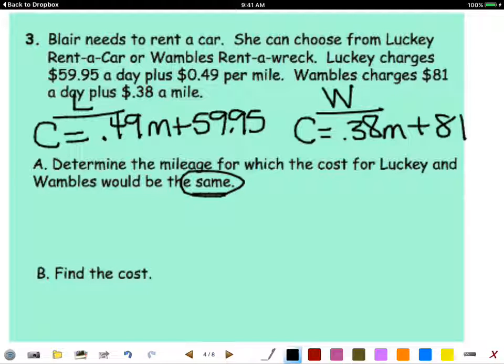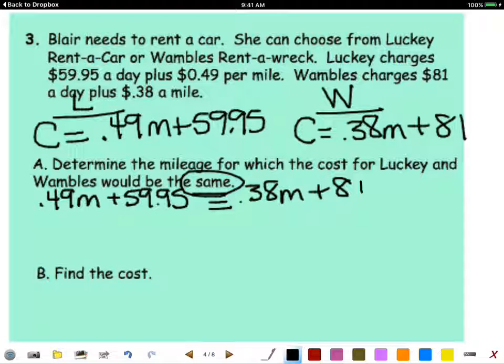If C is this, right? Then can we take this and put it in for C over here? If we're wanting to know when these are going to be the same, we're going to set them equal to each other. Yes. Okay, so 0.49 M plus 59.95 equal to 0.38 M plus 81. We're going to set those equal to each other and we're going to solve.